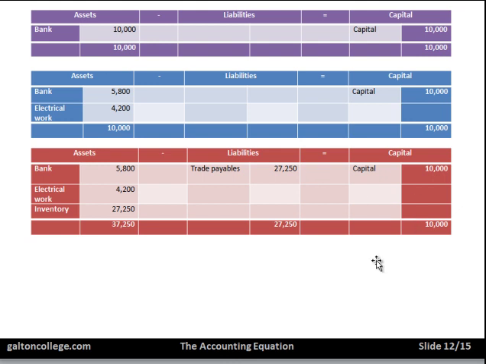But if you look at it, if you add the capital to the liabilities, you get the assets. That's important. That's the equation. Capital plus liabilities equals assets. Simple. That's what you need to know: capital plus liabilities equals assets.